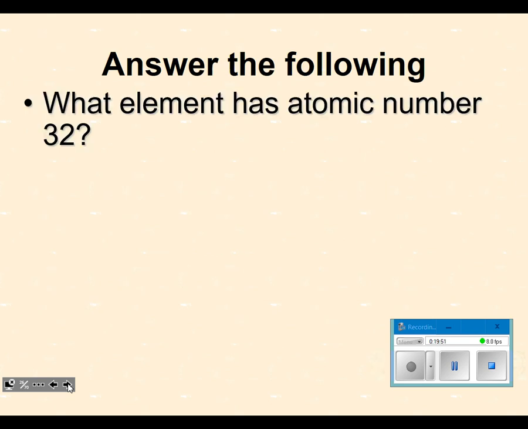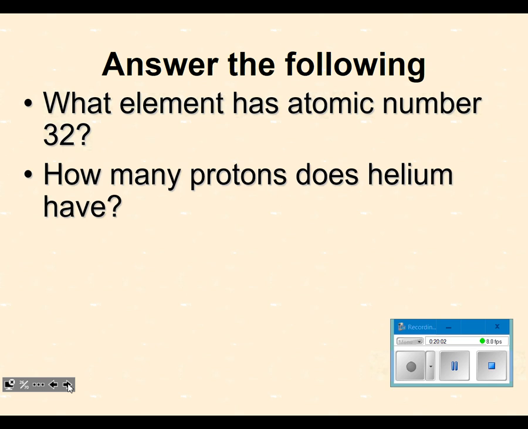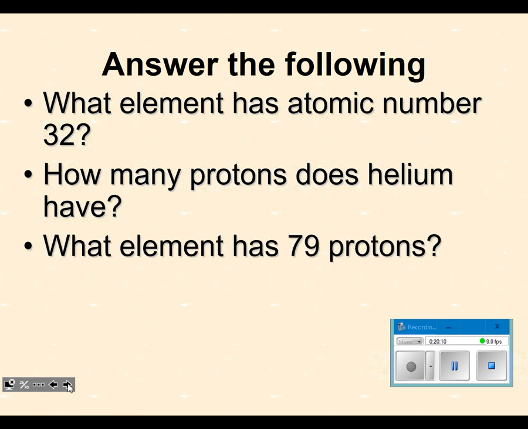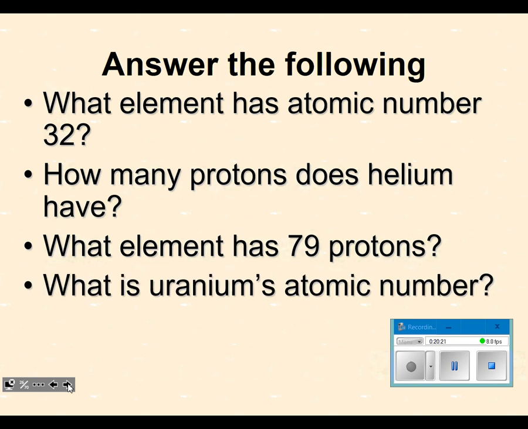All right, so what element has the atomic number 32? Look it up on your periodic table. It should be germanium. How many protons does helium have? Helium is atomic number 2, so it has 2. What element has 79 protons? Well, the element that has the atomic number of 79 is Au. What is uranium's atomic number? Uranium is down at the very bottom of your periodic table, and the number at the top of its square is 92.